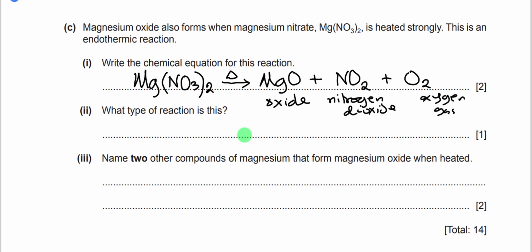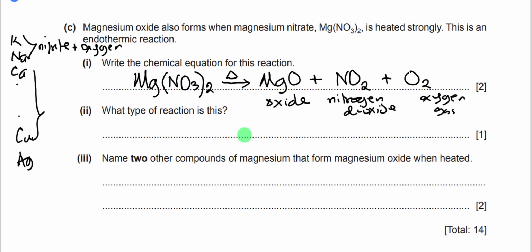Not just magnesium, but from potassium, sodium, calcium down to copper, then silver. Now these two, potassium and sodium, will give us the nitrite plus oxygen when they decompose. From calcium to copper will give us the oxide, plus nitrogen dioxide, plus oxygen when they decompose.